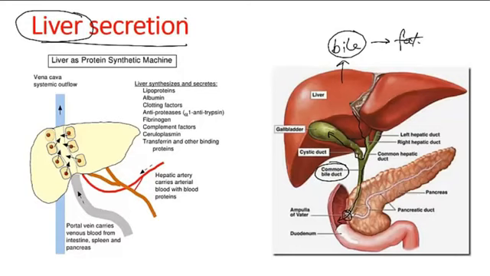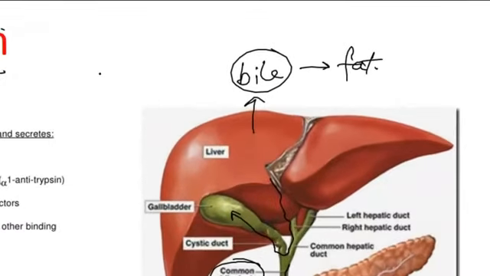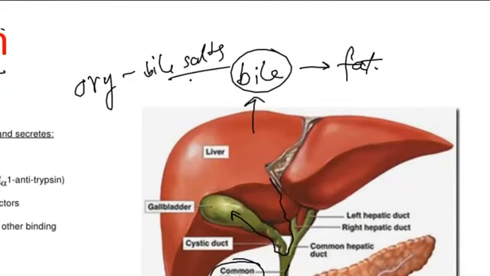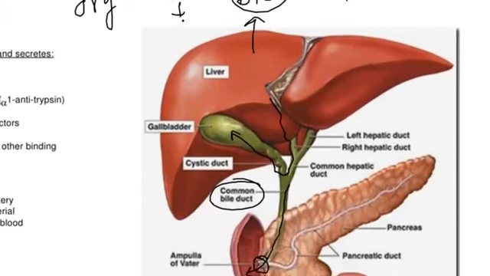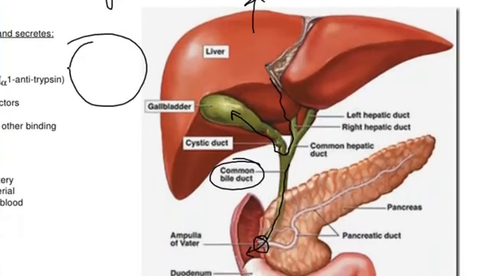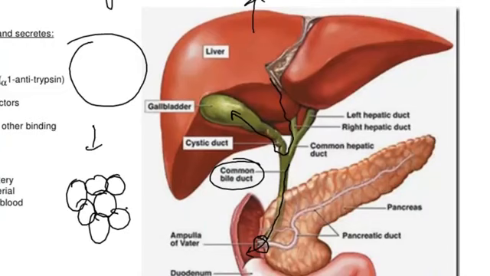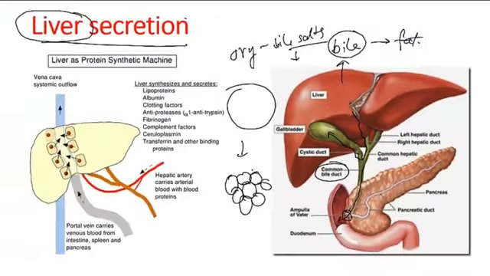Now the two major components of bile are organic compounds and bicarbonate solution. The organic compounds are mostly bile salts, which help to emulsify fat. So if you have a large fat component, it will be broken down into smaller chunks and fragments, so that the lipolytic enzymes have much more surface area to work on and break those fat components into even smaller fragments, right?